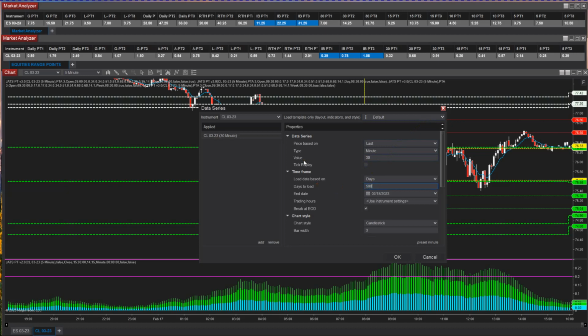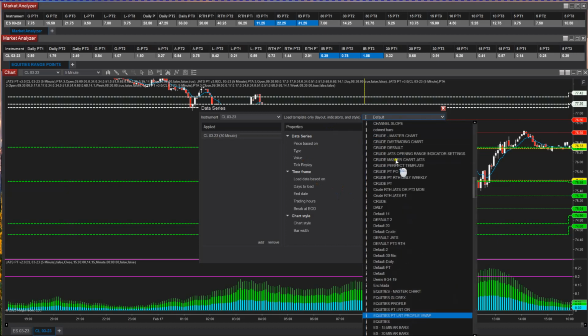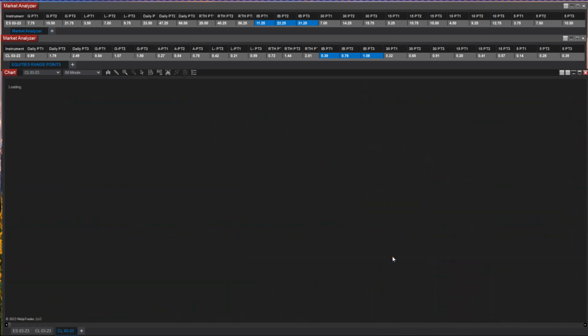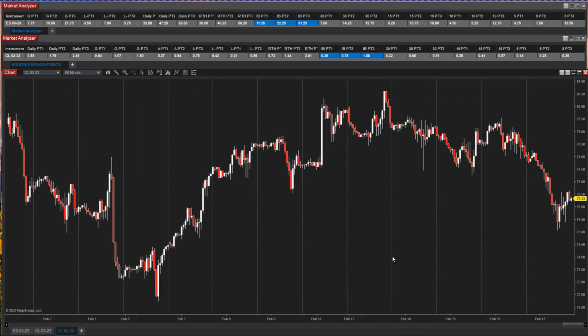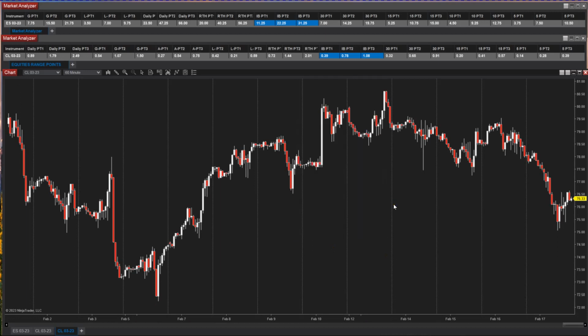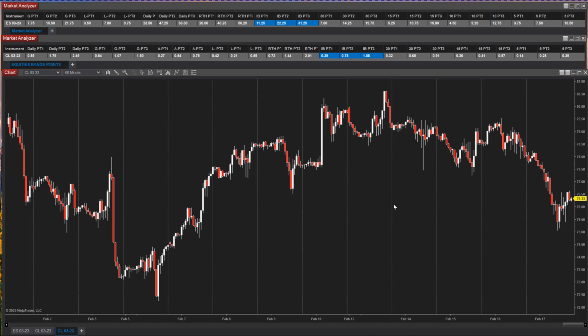I'll put 500 days on it and put this on none. This is crude, so I'm going to use a 60-minute bar. Crude has a tendency to have a little bit wider ranges. So we'll just use the 60-minute bar as an example. So here we can put the PT3 indicator on.